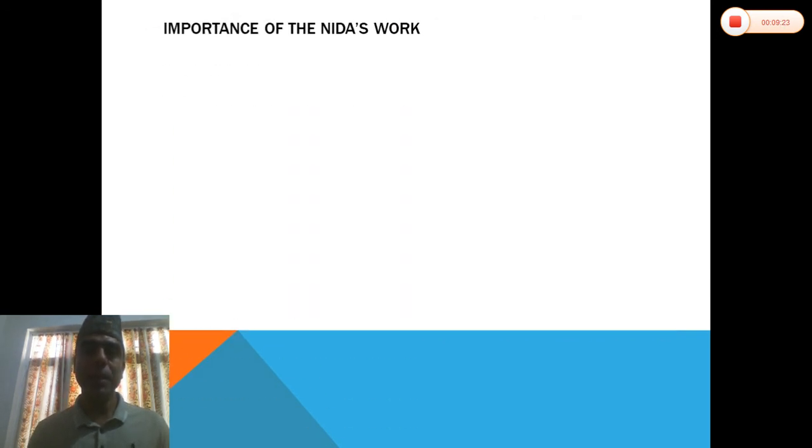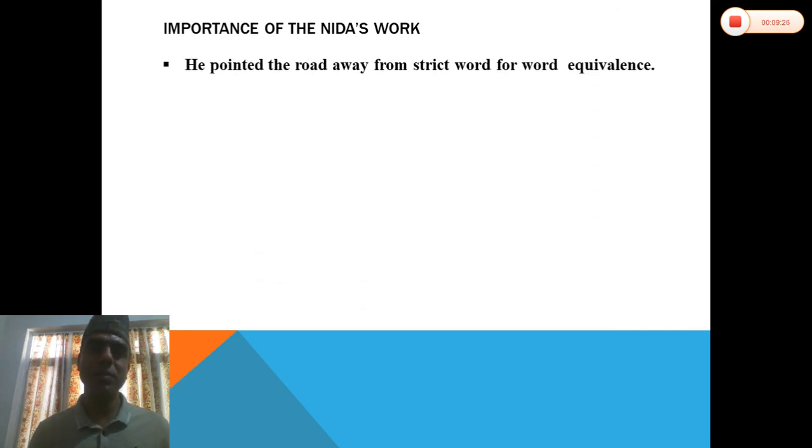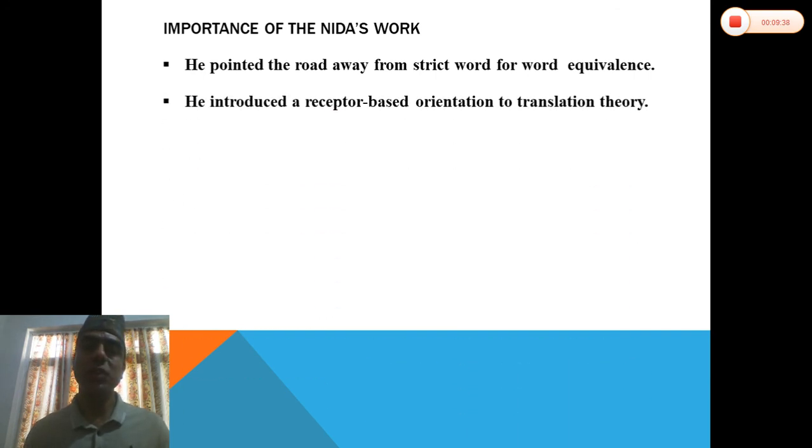Okay, finally, let's talk a little bit about the importance of Nida's work. He pointed the road away from strict word for word equivalence. He denied the word for word equivalence and focused on the contextual meaning of the word. He introduced a receptor based orientation to translation theory. We should focus on the receptor while translating any text.